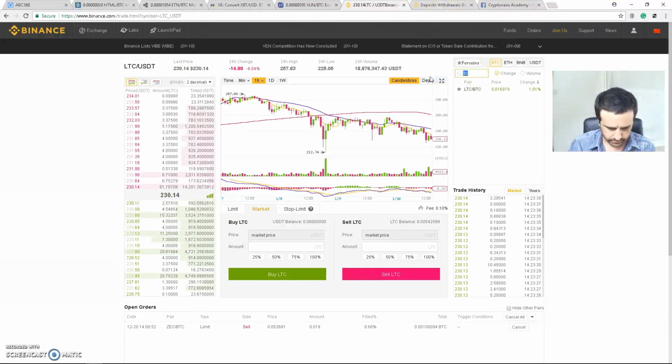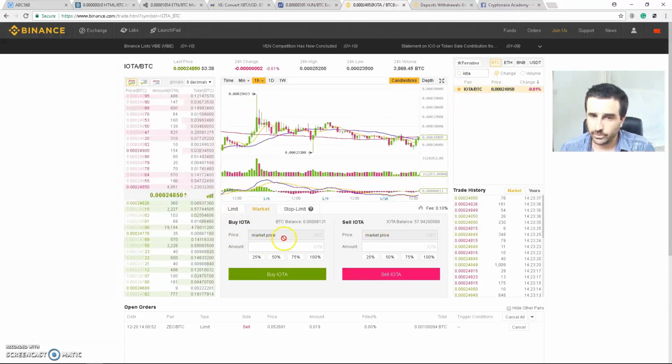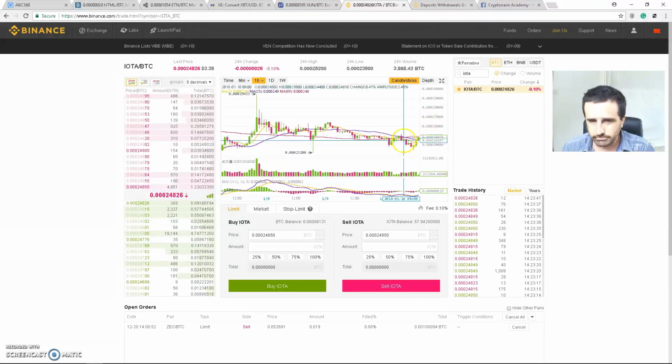Now let's go back to IOTA. If I wanted to buy it immediately, market price, all my Bitcoin, buy, boom. Let's look at limits. This is more advisable if you know what you are doing.